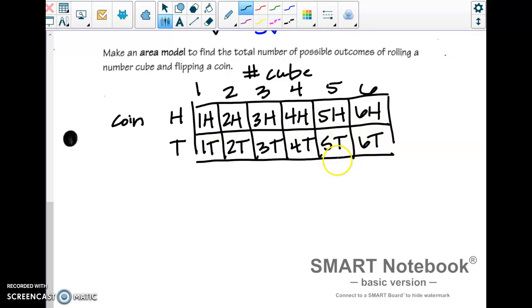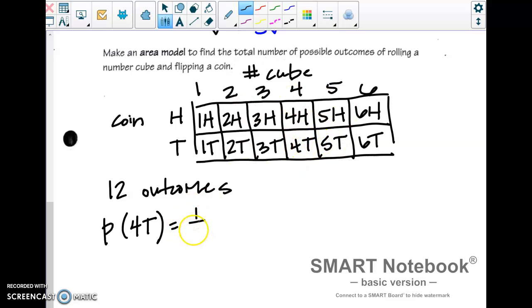So there's another way to list all the possible outcomes, to show the sample space of that experiment. So I could say that there are 12 outcomes. If I wanted the probability of any of those, maybe I'm wondering what the probability of rolling a 4 and it landing on tails is. Well, 4 tails is 1 of the 12 options, so we have a 1/12th chance of selecting the 4 with the tails.